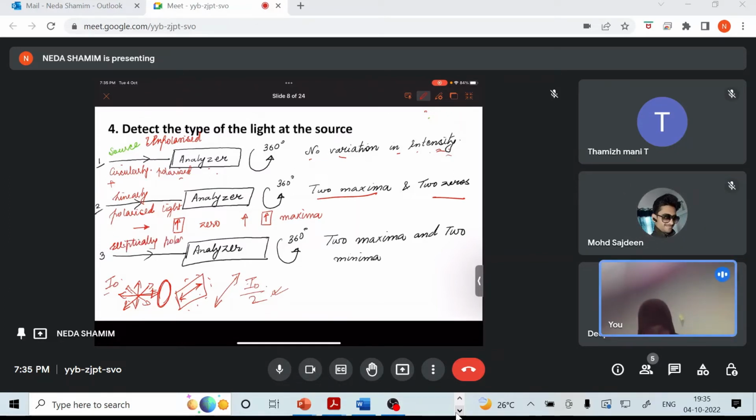This will be an elliptically polarized light, but along with that, elliptically polarized plus some unpolarized light can also be there, or some linearly polarized plus an unpolarized light, because you can use the logic of unpolarized light from the first question. I have already told you what will happen if an unpolarized light passes through an analyzer.